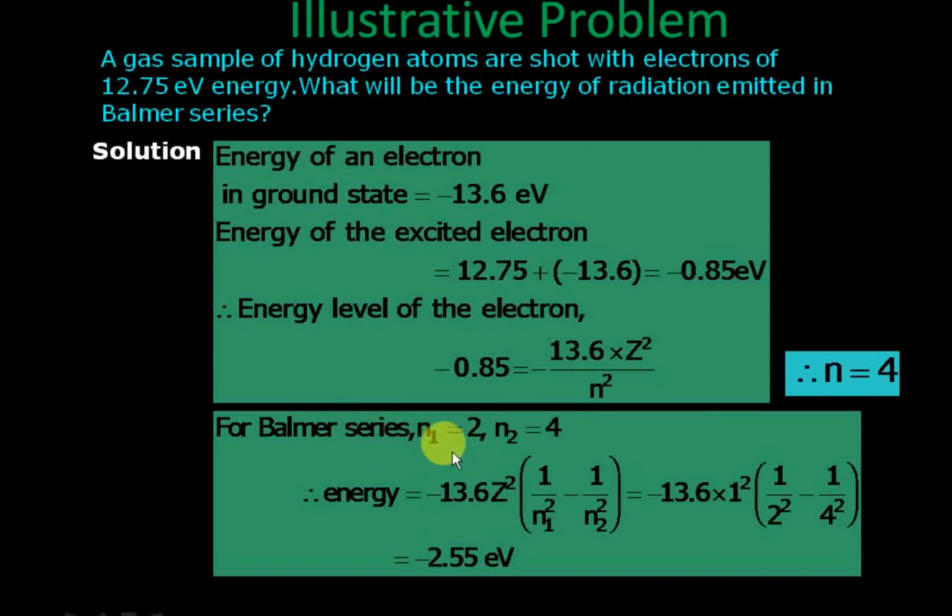So ni is equal to 2. Now the electron in excited state, that is n2 is equal to 4.